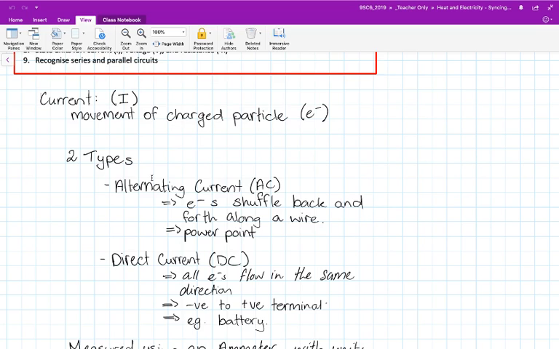Now when we're looking at current, if you were to increase your electron flow, you would be increasing your current.